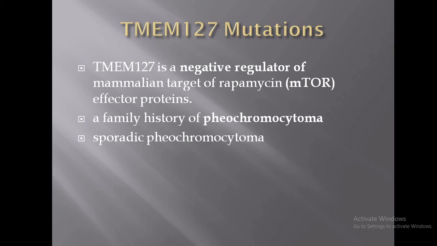Another mutation is TMEM127 mutation. It falls in cluster 2. It's a negative regulator of the mammalian target of rapamycin, or mTOR. About the mTOR pathway, I've told you before in the introduction. TMEM127 mutations are usually associated with a family history of pheochromocytoma and also with sporadic pheochromocytoma.